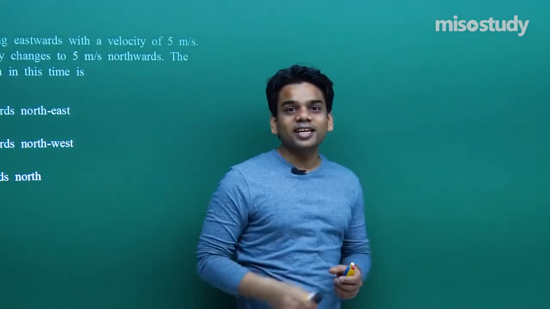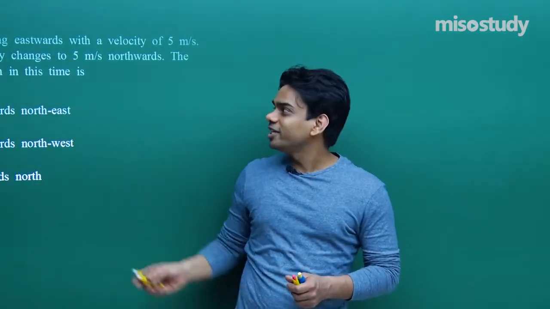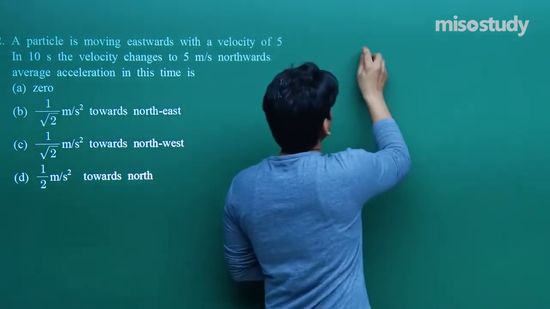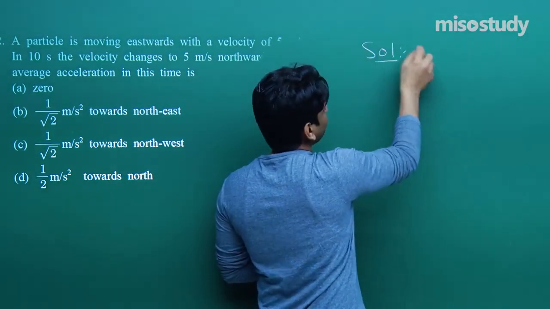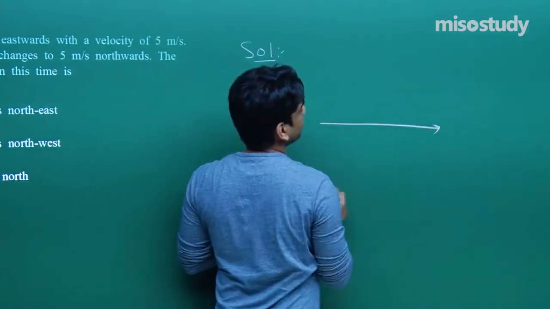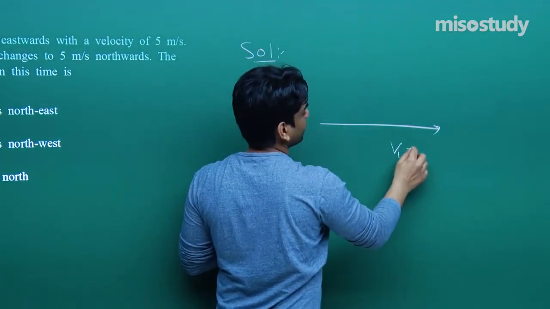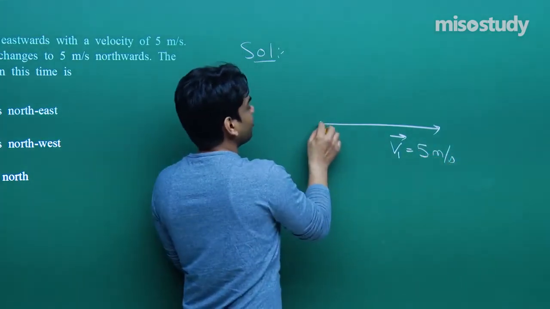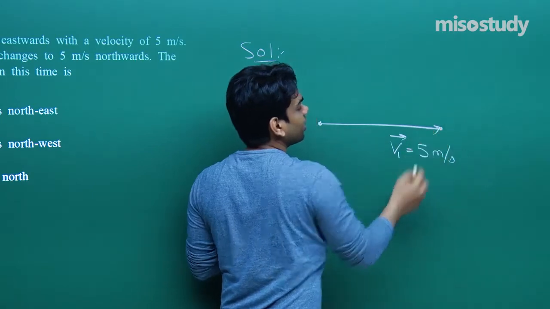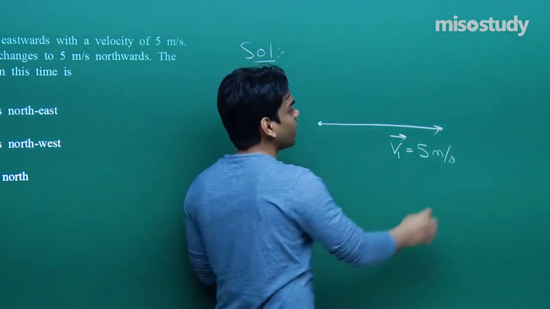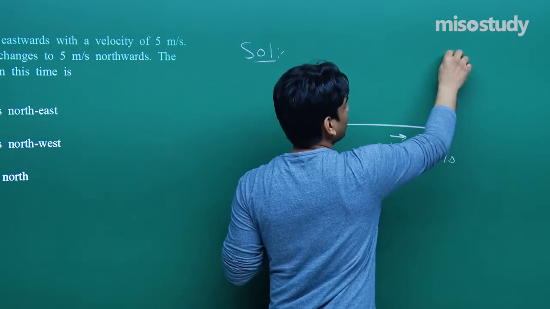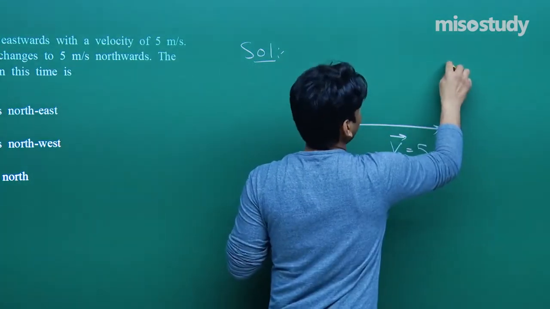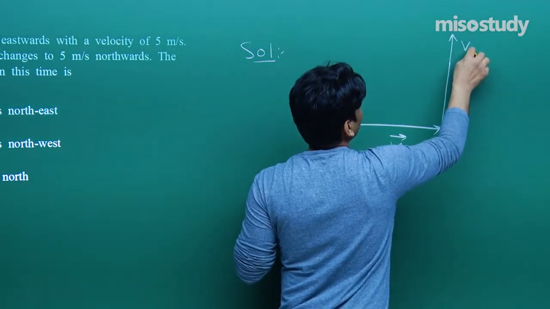Now see, it says that it's moving with 5 meter per second towards east. The first line, it's moving eastwards with a velocity of 5 meter per second. So let us go with the solution. Its velocity is 5 meter per second initially. Now after 10 seconds, it started from here, it reached at this point. Now it changed its velocity to 5 meter per second, but towards north. This is the final velocity, that is 5 meter per second towards north.